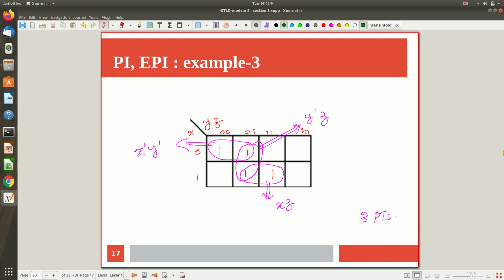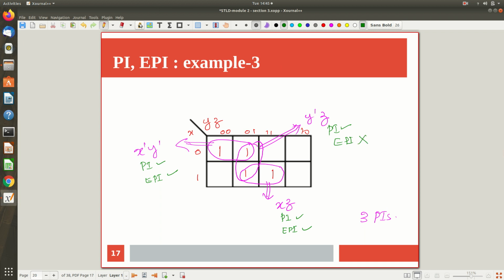So you can see that this is a prime implicant and this is also a prime implicant, right? And this is also a prime implicant. Fine. So there are 3 prime implicants. And what about the essential prime implicant? You can see that this first one is essential because I have this particular one, right? Now this one is not essential, but this one is also an essential prime implicant.